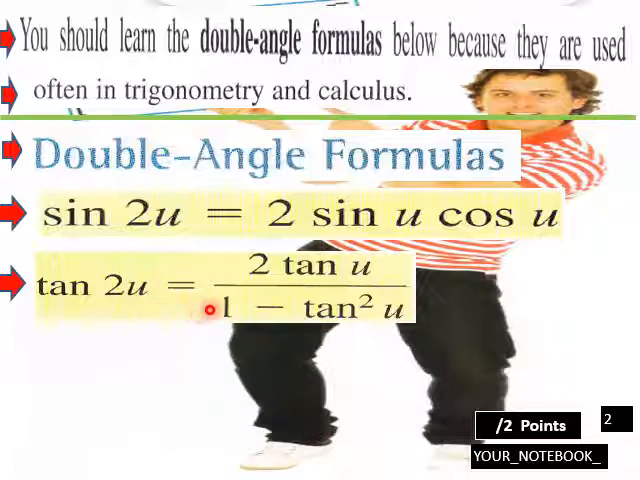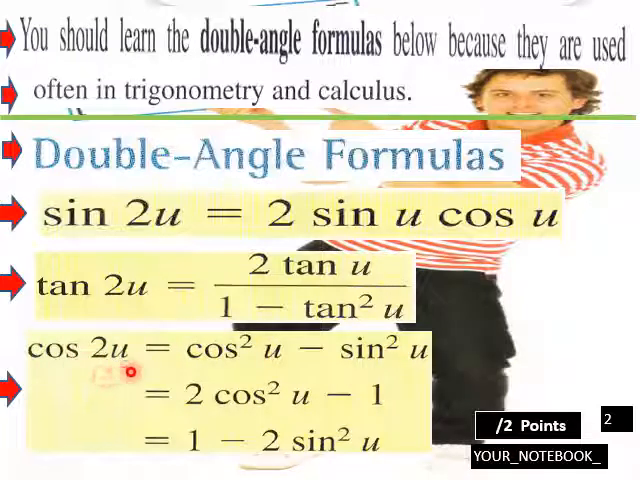Then tan 2u equals 2 tan u over 1 minus tan squared u. And then cosine 2u equals cosine squared u minus sine squared u. And then this yields 2 cosine squared u minus 1, which is what this is equal to. And then we can further simplify this to 1 minus 2 sine squared u is what this yields here. So these are your double angle formulas. Write these down and memorize them.